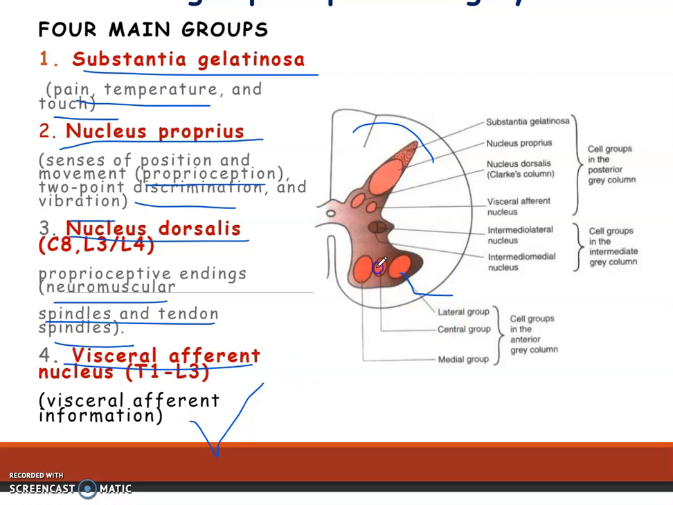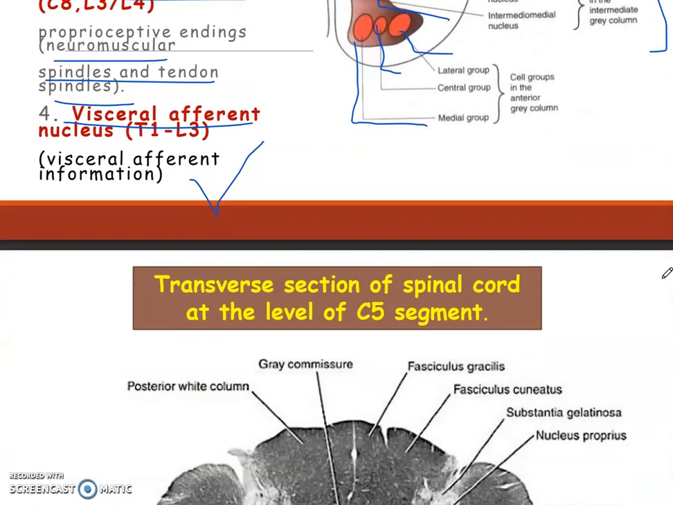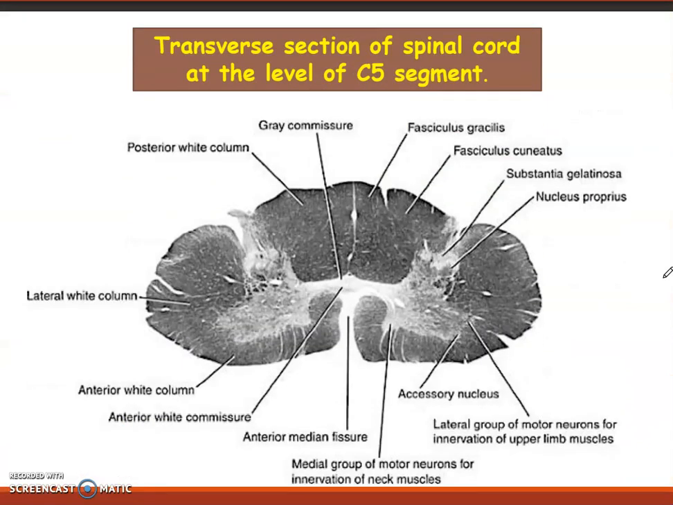This is the lateral, central, medial, okay, and this is the intermediate nucleus, and this is the nucleus dorsalis, this is the proprius, and this is the gelatinosa. And they exist in the cell groups of the posterior gray column, and these two nuclei in the intermediate gray column. We do not need to concern ourselves with that much detail.